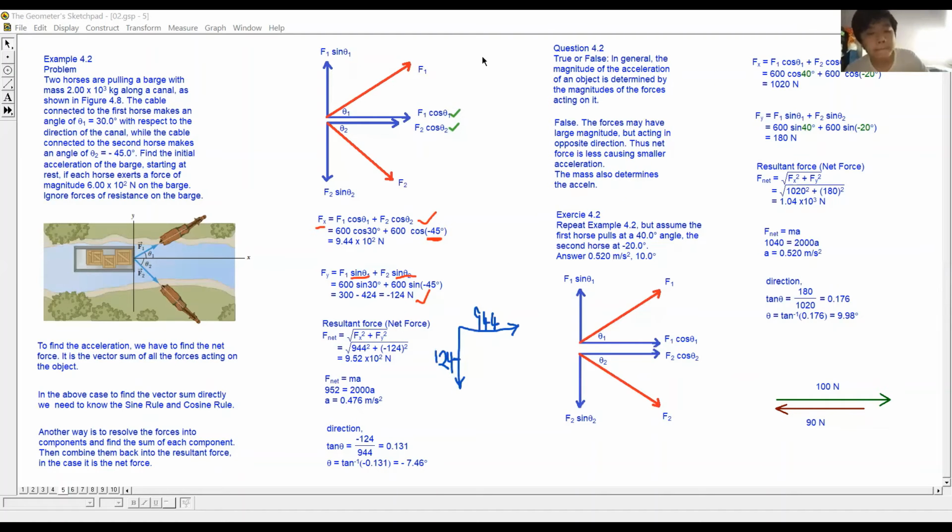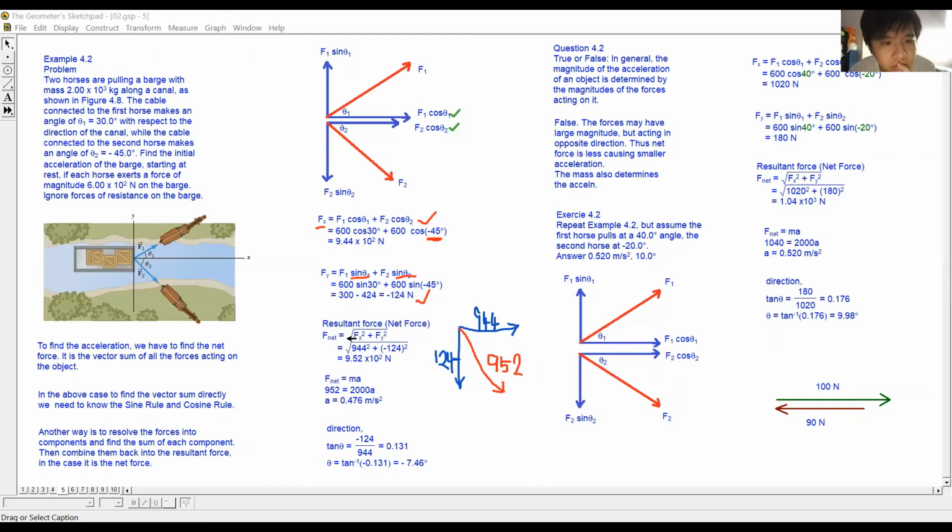So now we are going to use the Pythagoras theorem to combine them back into the single force. We find them as two separate forces, then we combine them back into this force here. This force here, using Pythagoras theorem, is 952. The horizontal component is 944. The vertical component is 124.